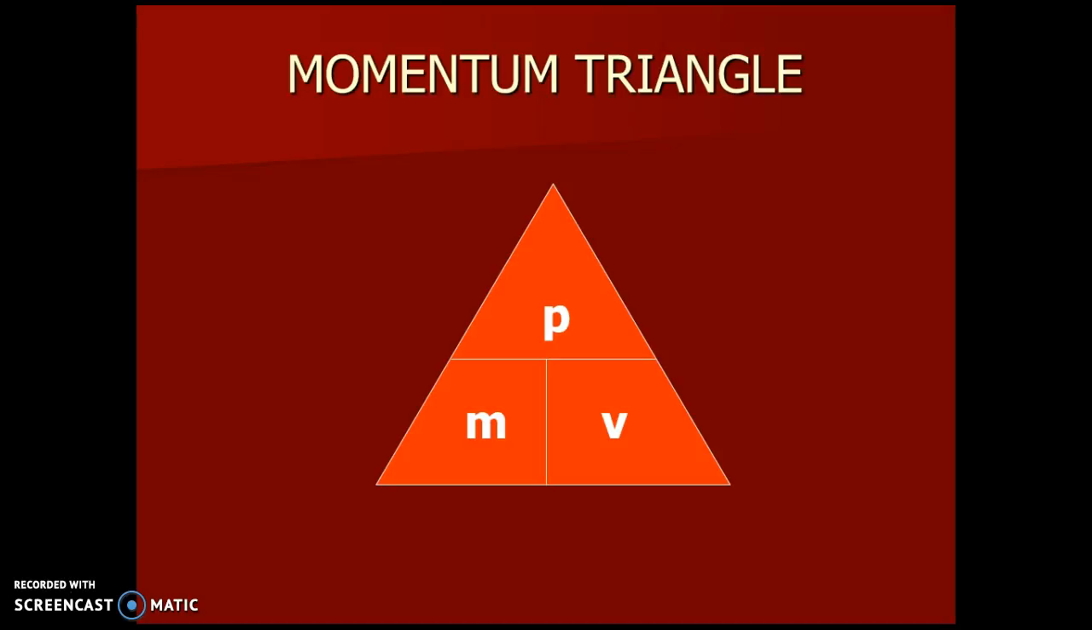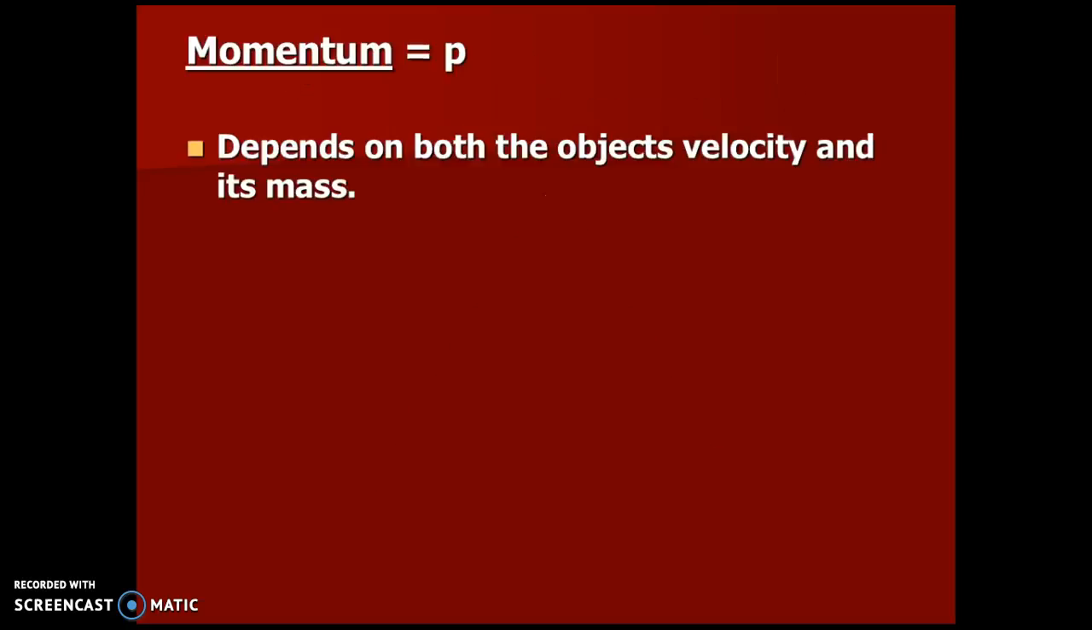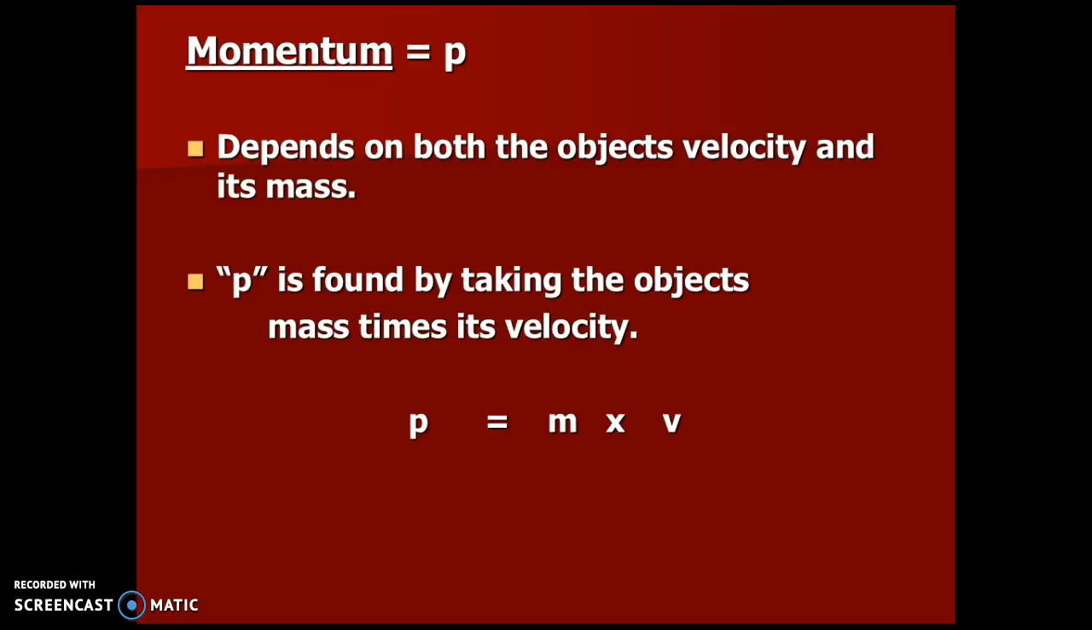The M is going to stand for mass, and that will be in kilograms. And the V is going to stand for velocity, and that's going to be in meters per second. This depends on both the object's velocity and its mass. And it shows you the exact same formula that we just drew in the triangle. P equals M times V. Mass times velocity.